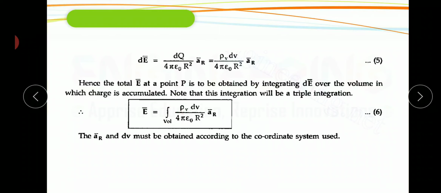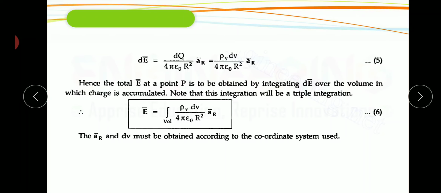Integral volume means it is a triple integration. Whenever we take a volume charge distribution, it has three variables. For example, if you take a cube, it has three variables: length, breadth and height. So for obtaining the electric field intensity in that case, we have to integrate three times due to three variables. So that is the meaning of integral V. Simply, integration V means it is a triple integration.